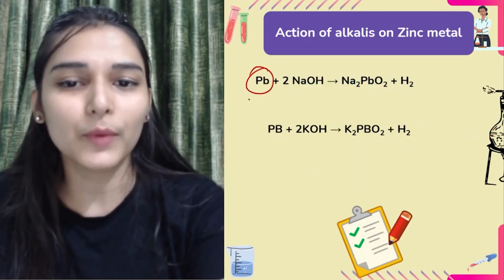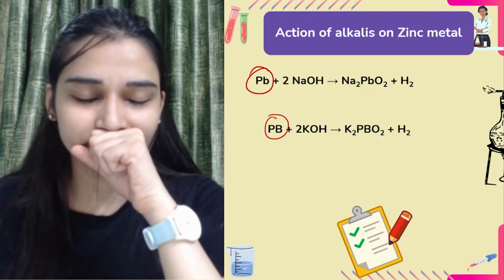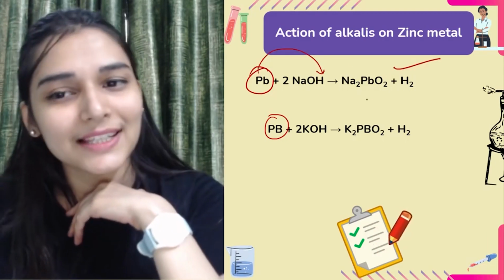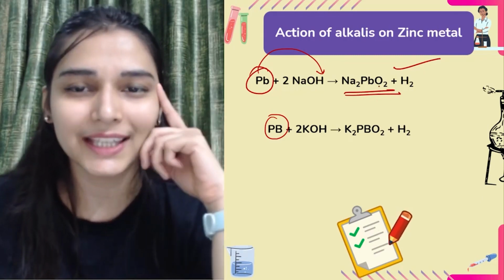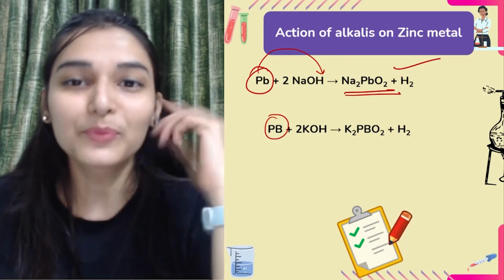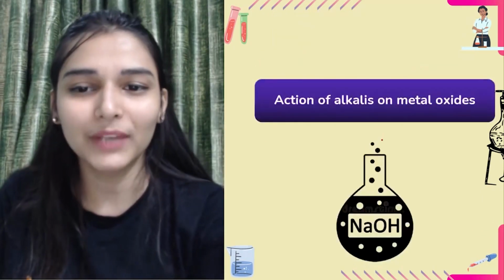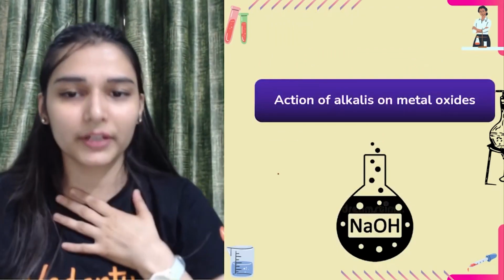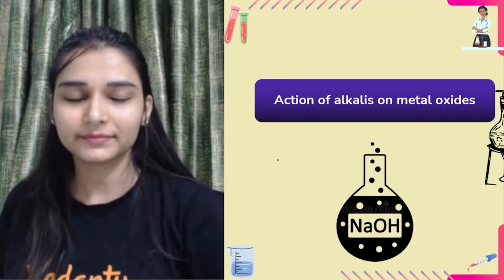And then the last amphoteric metal is lead. Lead displaces hydrogen, which goes out as H2 gas, and the salt you would be getting is sodium plumbate or potassium plumbate. So you have to remember that.